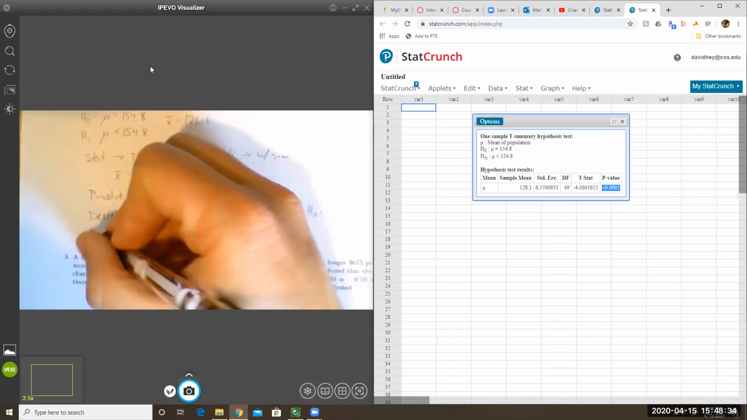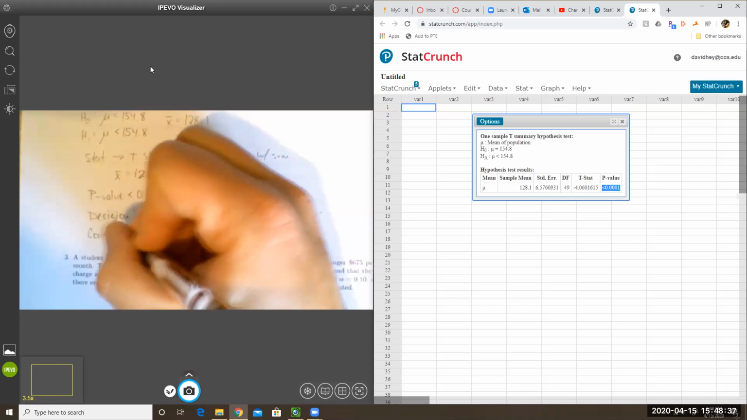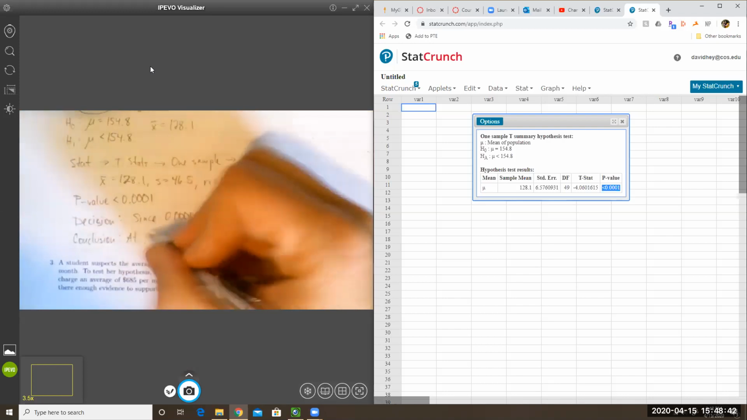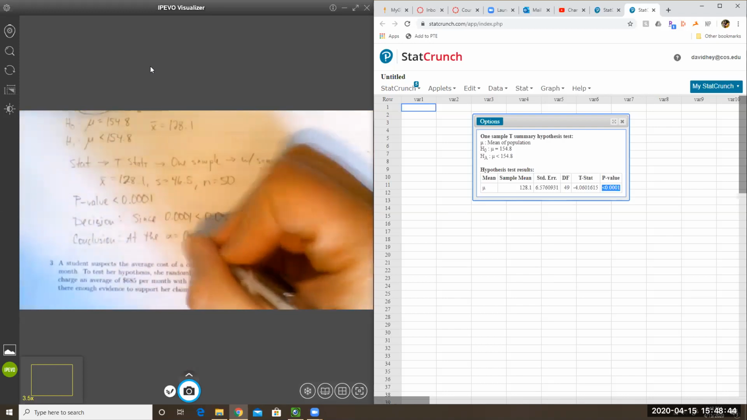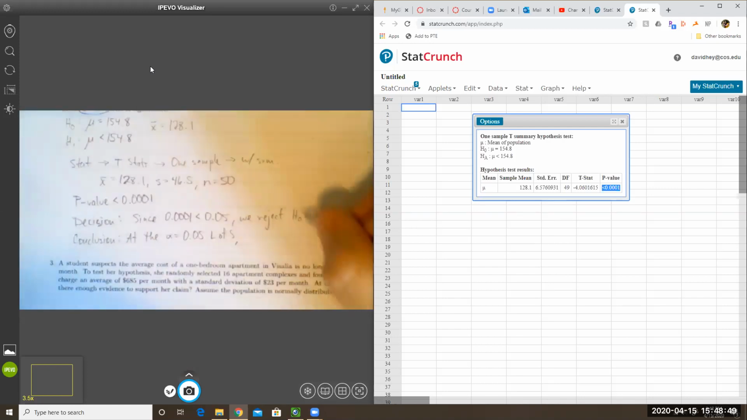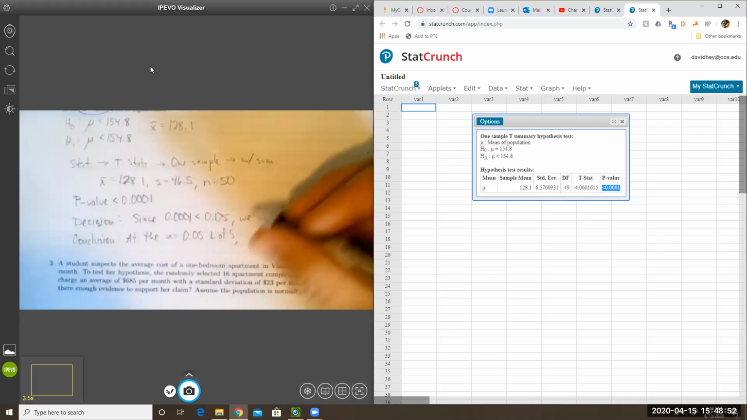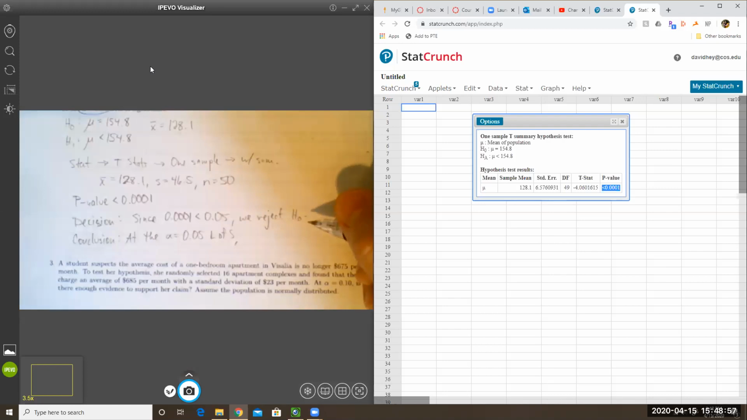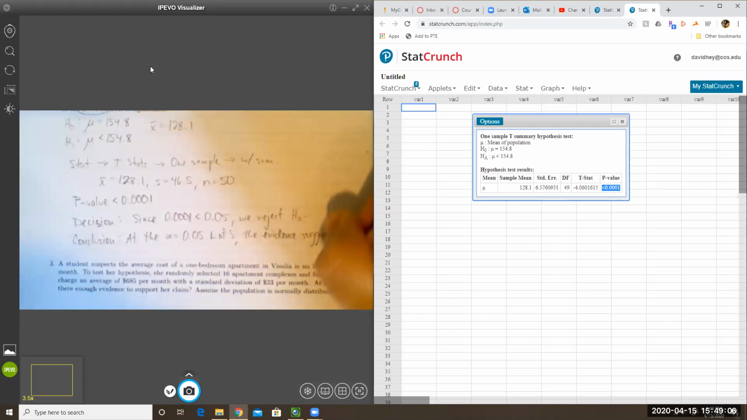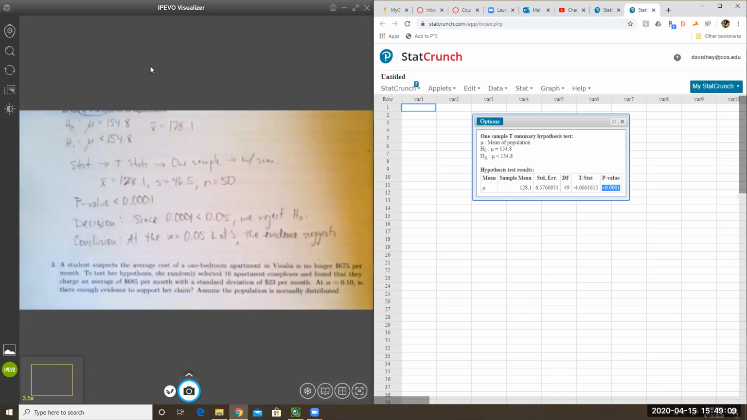Okay, so in conclusion then, we would say this. State our level of significance. This time we have evidence that the alternative is true, right? We're rejecting the null. That means there's evidence to support the alternative. So at the 0.05 level of significance, the evidence suggests that the alternative hypothesis is true.